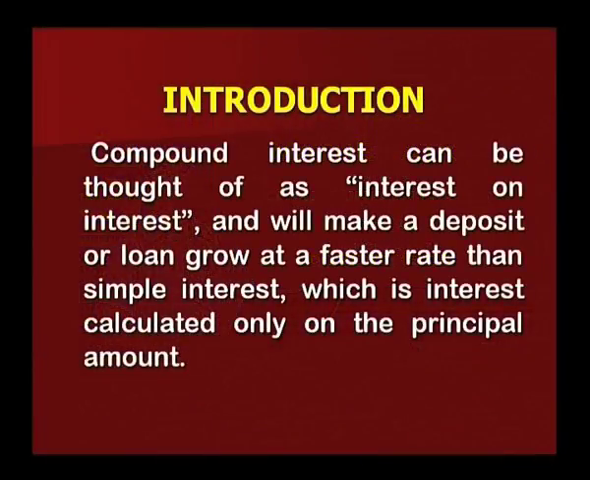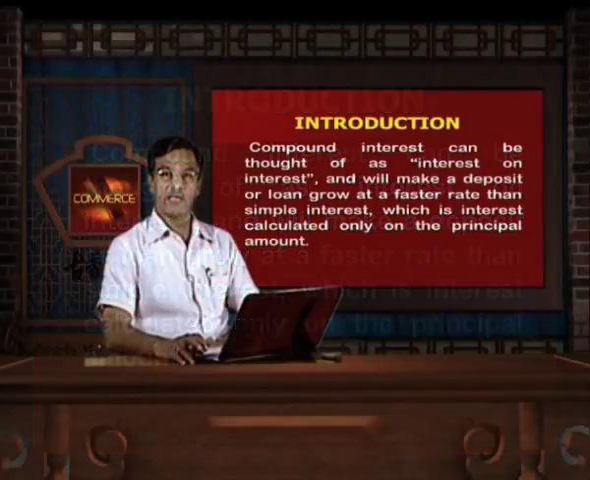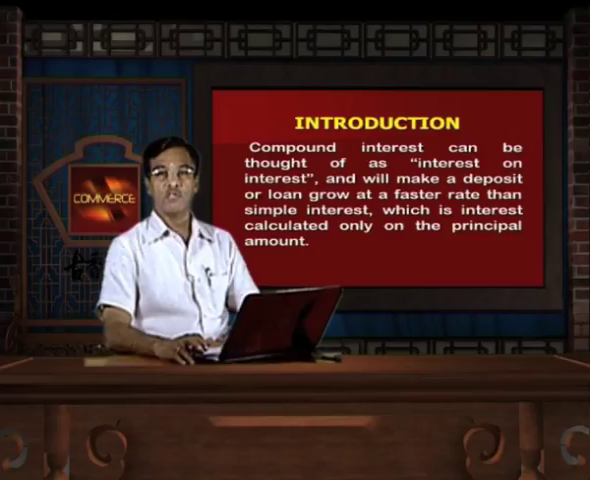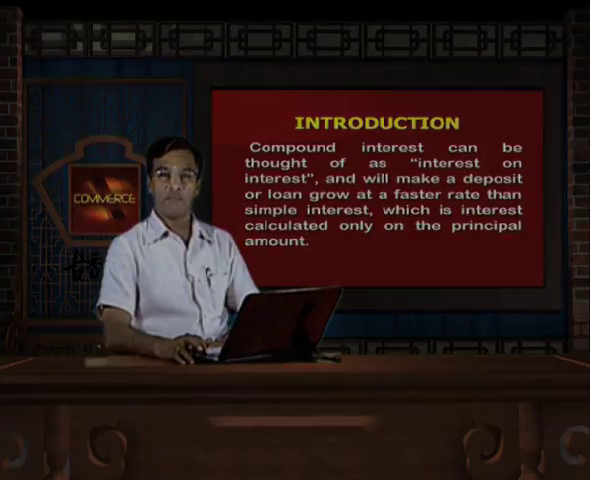Compound interest can be thought of as interest on interest and will make a deposit or loan grow at a faster rate than simple interest, which is interest calculated only on the principal amount. Since it is the interest calculated on the interest, therefore, your amount grows faster than the interest that is calculated only on principal amount.